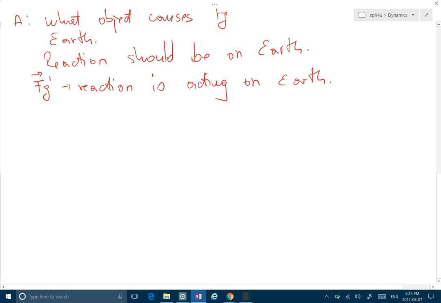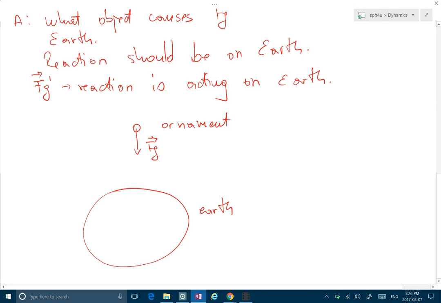So if I were to draw it, here is our ornament and it's being pulled, and here's Earth, right? So the Earth is pulling the ornament with a force Fg. Remember, this is object A, this is object B. What should the ornament do? Should pull the Earth up with some force F prime G.